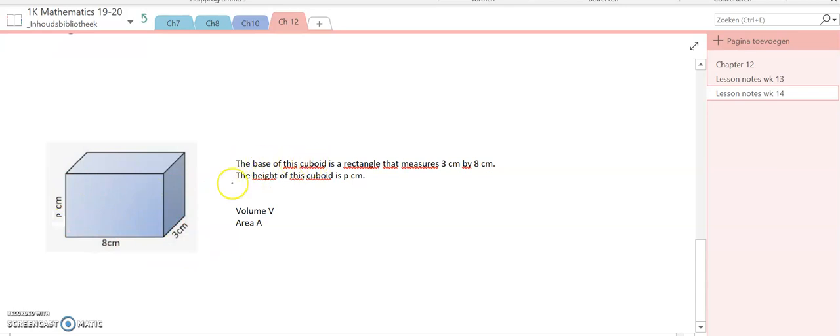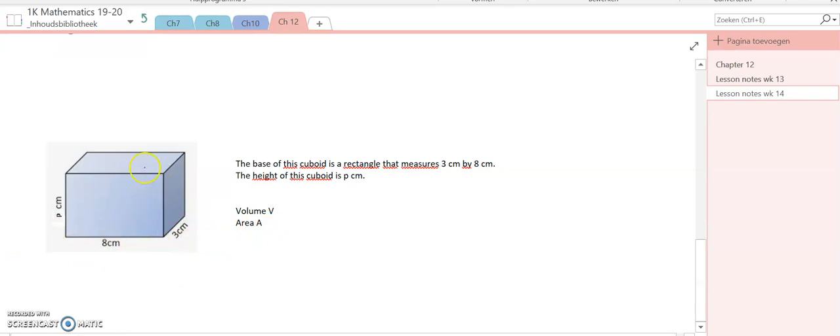The base of this cuboid is a rectangle that measures 3 centimeters by 8 centimeters. We can see that over here. And the height of this cuboid is p centimeters, so we don't really know what the height is. With this information, you should be able to make a formula of the volume of this cuboid.